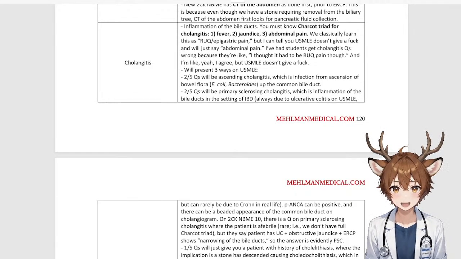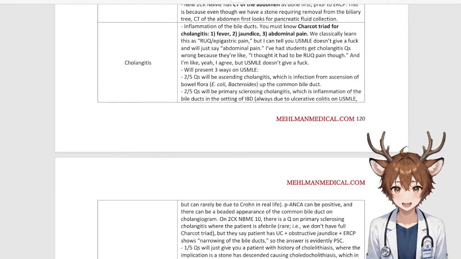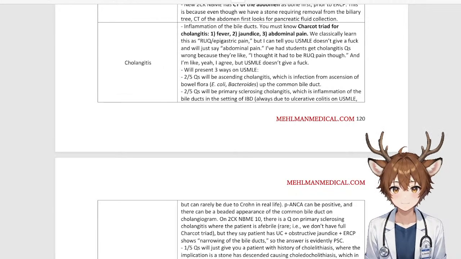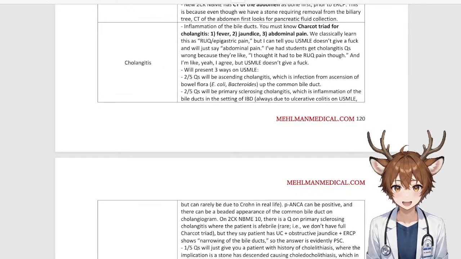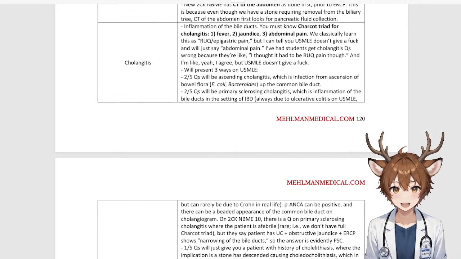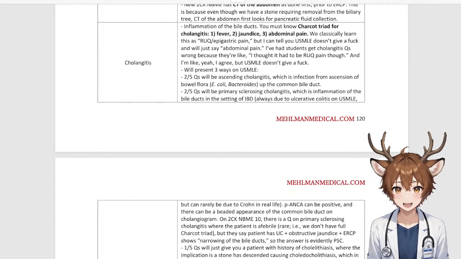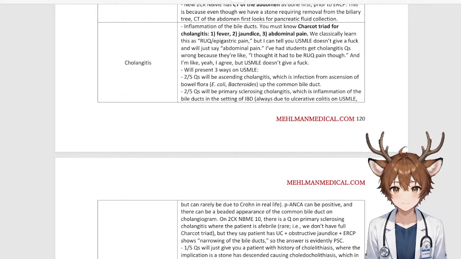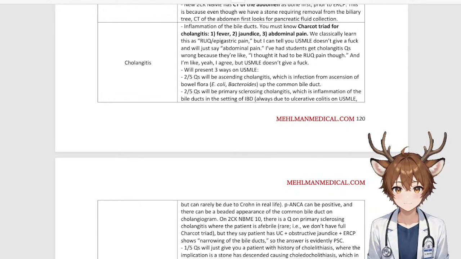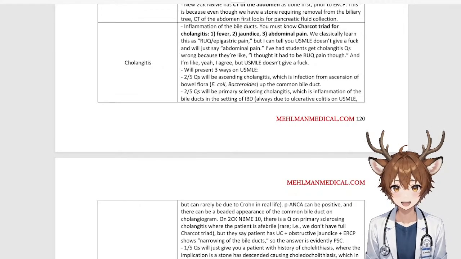On 2CK NBME 10, there is a question on primary sclerosing cholangitis, where the patient is afebrile, i.e. we don't have a full Charcot triad, but they say the patient has UC, ulcerative colitis, plus obstructive jaundice. ERCP shows a narrowing of the bile ducts. The answer is evidently PSC.